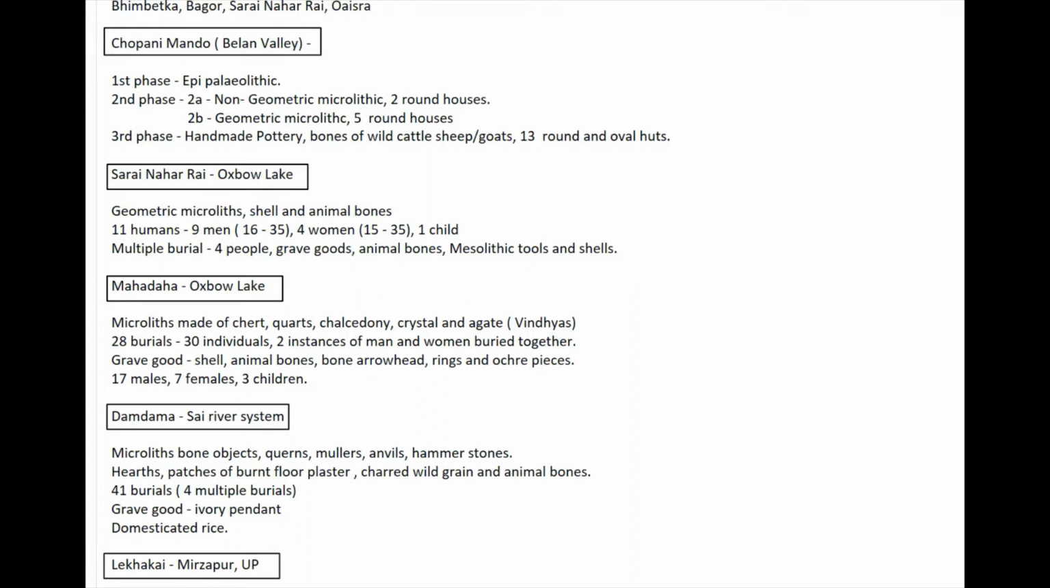And an analysis of skeletal material revealed that the dental health of the people was on the whole good, but some of them did suffer from osteoarthritis. So, in between our bones there's cartilage, and if it goes through wear and tear, that's called osteoarthritis. And the Mesolithic level at Sarai Nahar Rai has been dated around 8400 plus or minus 150 BCE, by the radiocarbon method.